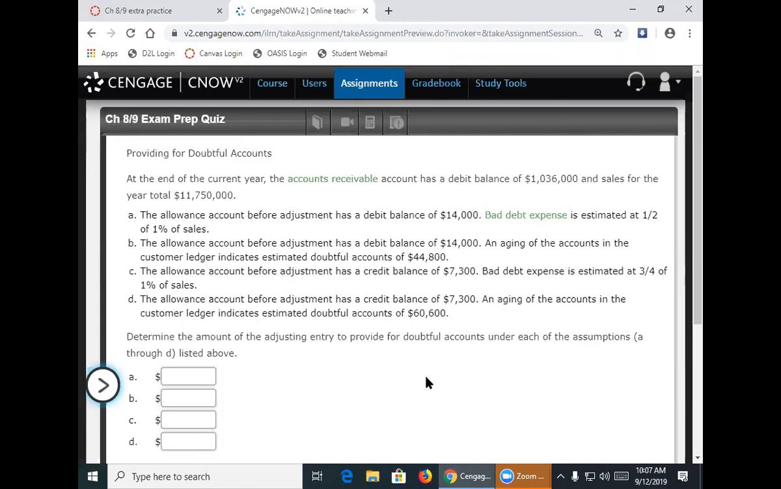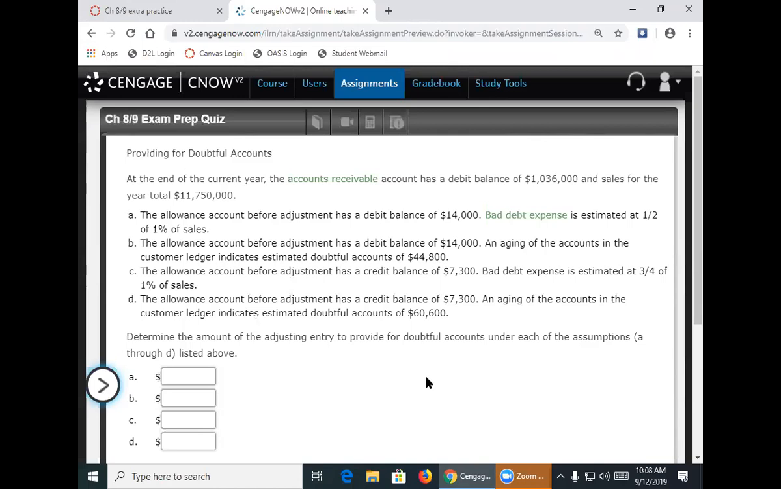Yes. So on that one, when you're doing the percent of sales method, it's not on the test because it just confuses everyone. Percent of sales method is not using accounts receivable. It's not an accounts receivable allowance method. So you don't have to consider what's in allowance for doubtful accounts. So when you're doing an adjustment entry, you would just literally take 0.5% of 11,750,000 to get your adjustment. Half of 1% is 0.5%, or half a percentage. I don't know why they word it so confusingly.